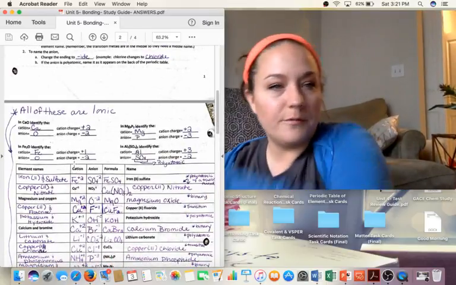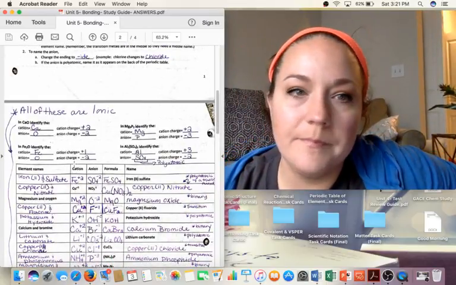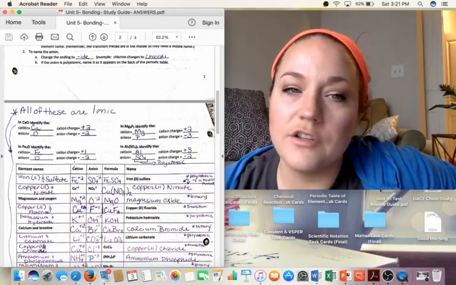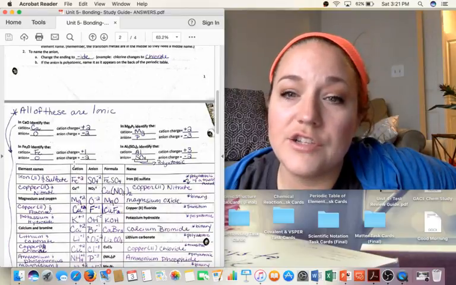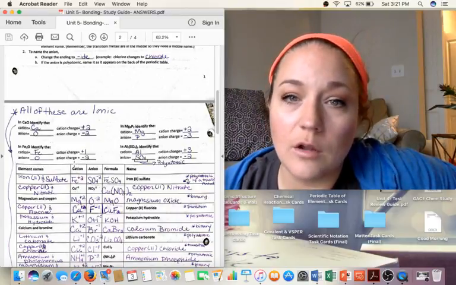So in the example for 2 for naming the anion, the second blank is chloride. From chlorine, you drop the INE and you add the IDE, making it chloride.